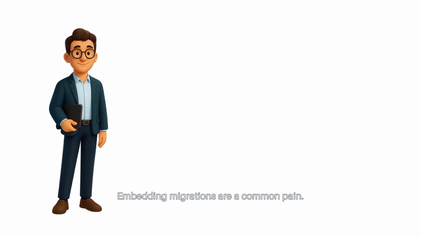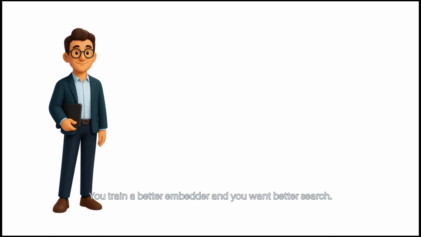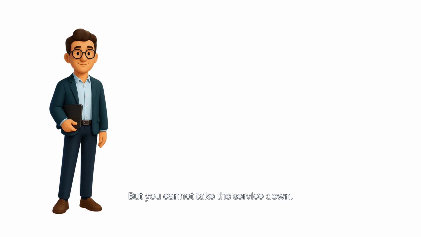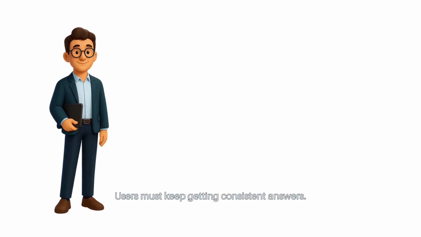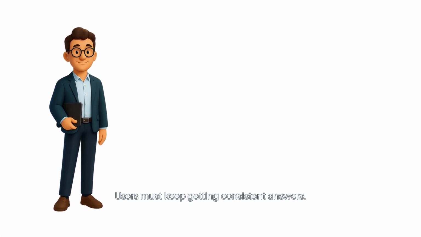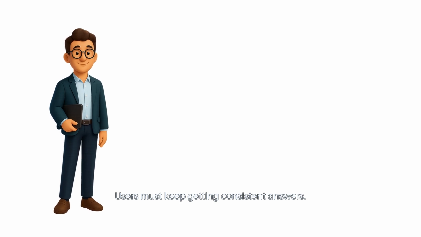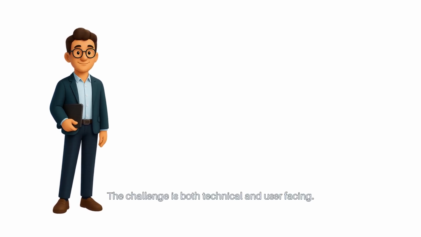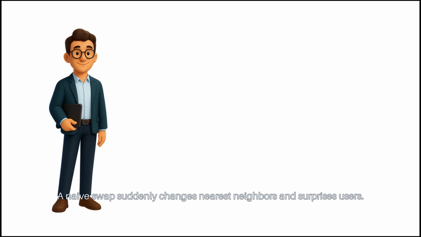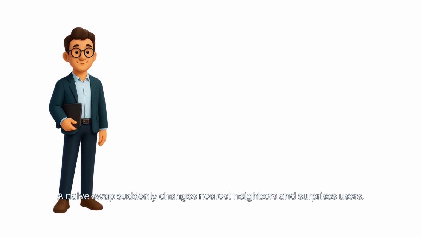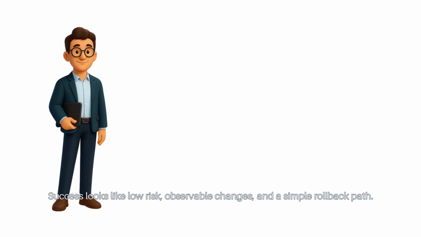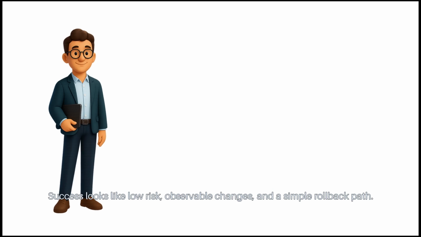Embedding migrations are a common pain. You train a better embedder and you want better search. But you cannot take the service down. Users must keep getting consistent answers. The challenge is both technical and user-facing. A naive swap suddenly changes nearest neighbors and surprises users. Success looks like low risk, observable changes, and a simple rollback path.